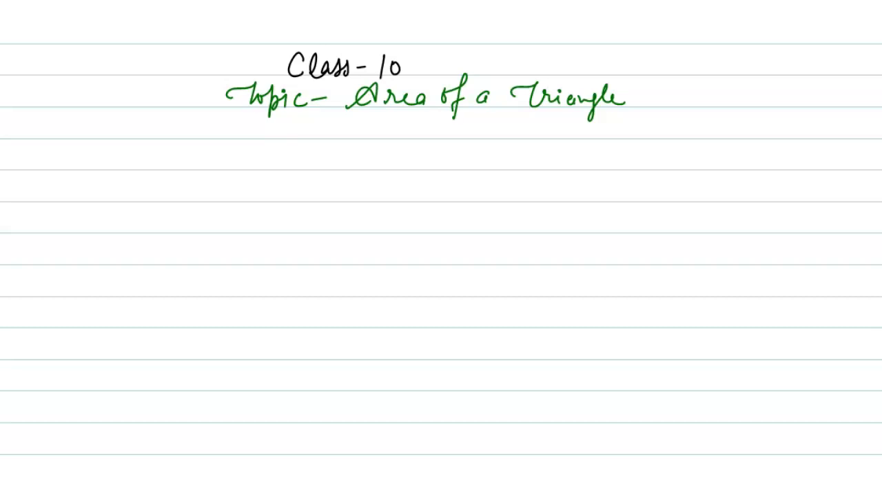Welcome. In today's lecture, we are going to discuss a class 10 topic. We have chosen the topic here, area of a triangle in coordinate geometry. So what is given here? There is a triangle. As you know, a triangle contains three sides and three vertices. We are naming them A, B and C.